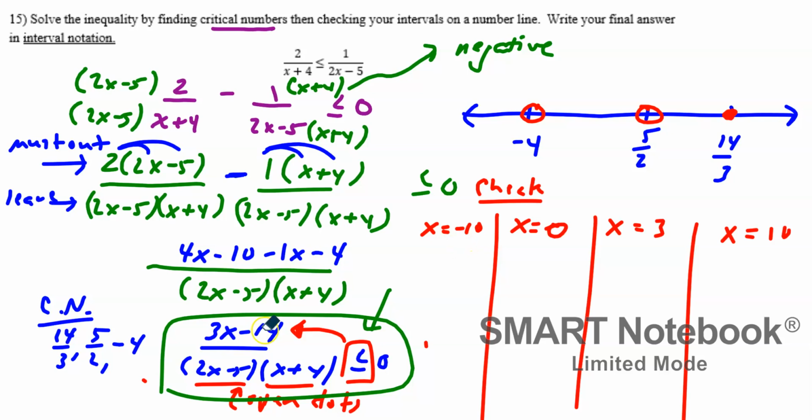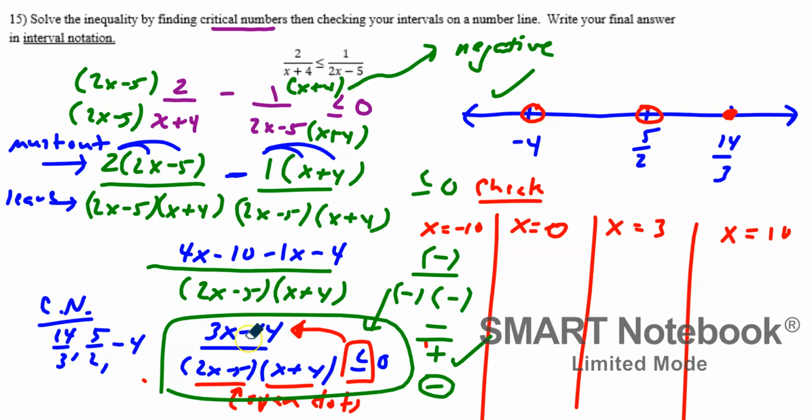So if I take -10 and plug it into the top, that's definitely going to be a negative value. In the denominator, -10 here is going to be negative. -10 here is going to be negative. So we have negative over positive, which is a negative result. Did we want a negative result? Yes, we did. So this works, so this interval works.